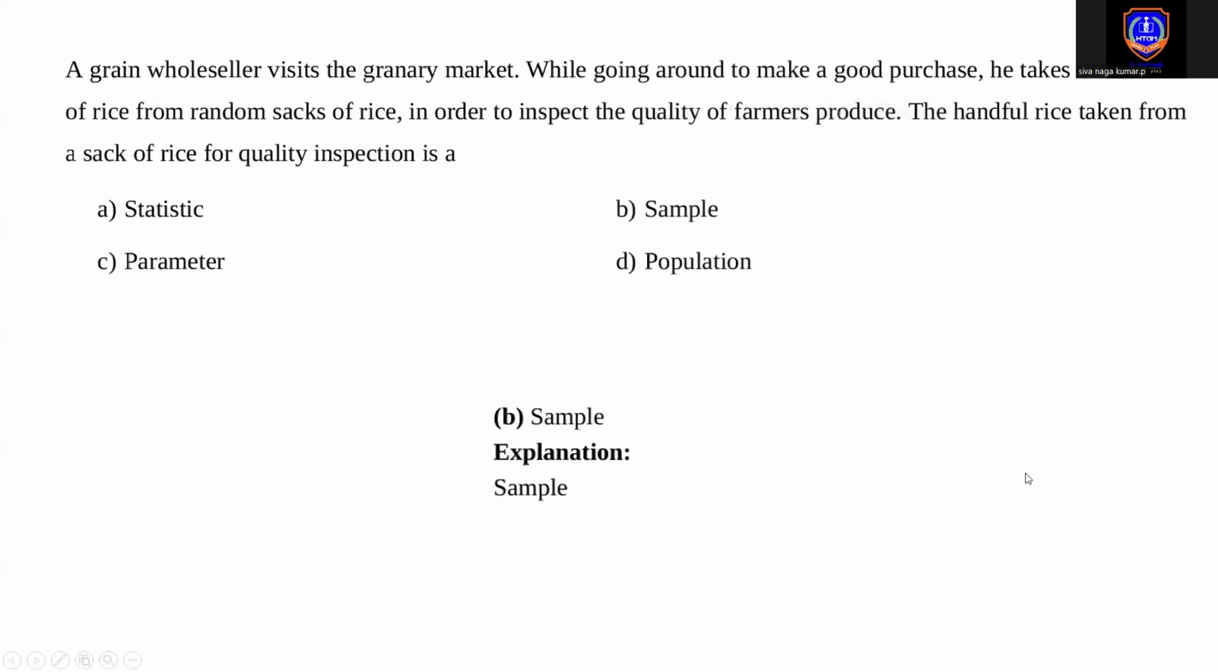A grain wholesaler visits the granary market. While going around to make a good purchase, he takes a handful of rice from random sacks of rice in order to inspect the quality farmers produce. The handful of rice taken from a sack of rice for quality inspection is a dash. Option A, statistic. Option B, sample. C, parameter. D, population. Answer is sample.